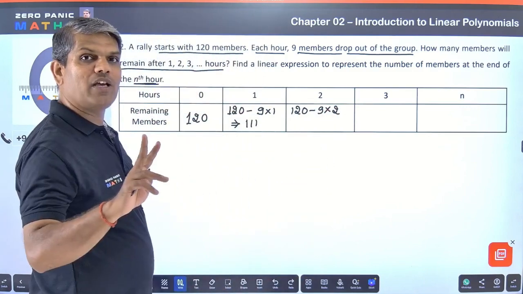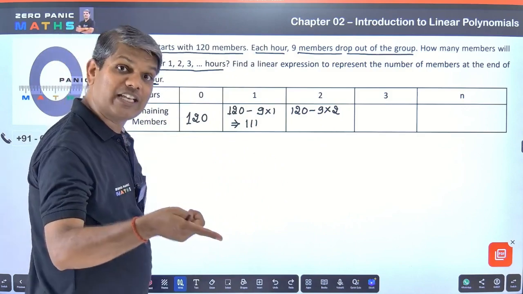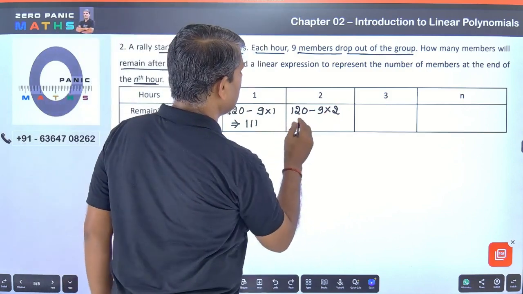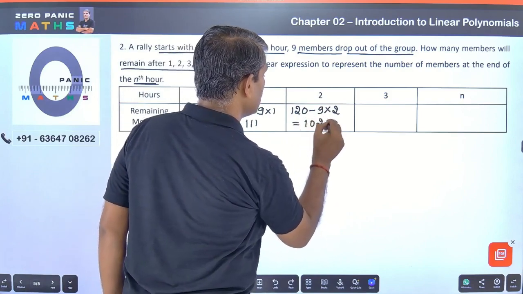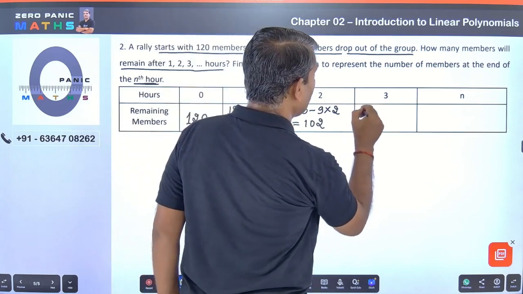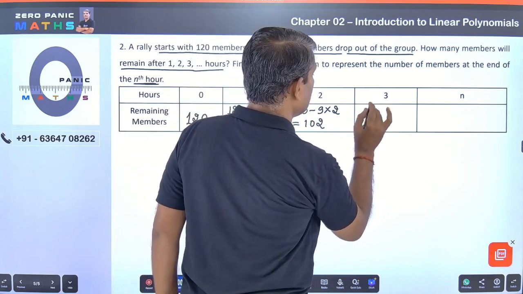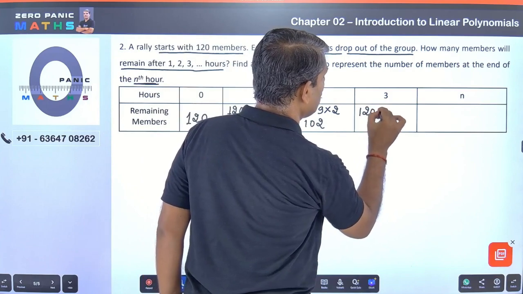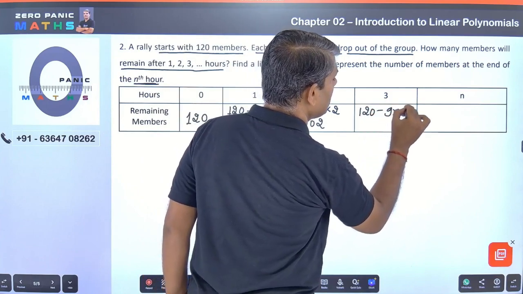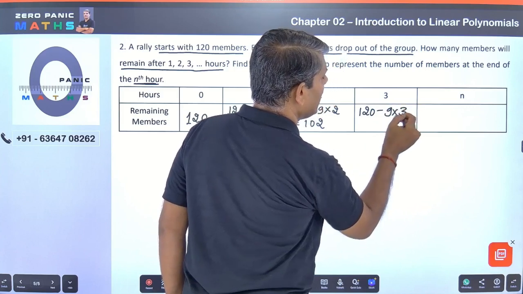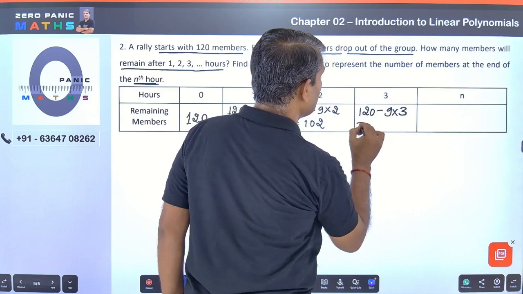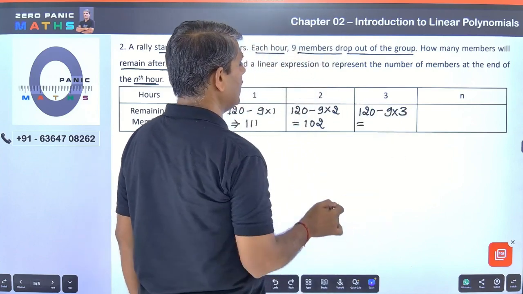Okay, 9 members after 1 hour, 9 members after the second hour, they went off, so it is the value like this. Okay, it is 102. Similarly after the third hour, it is 120 minus 9 multiplied by 3. Because it is n times 9, we will be getting some value here.